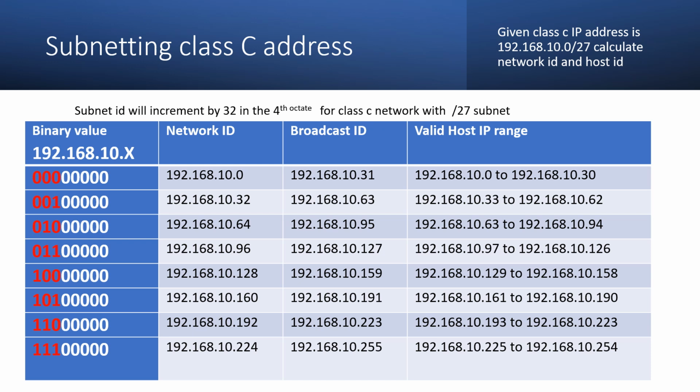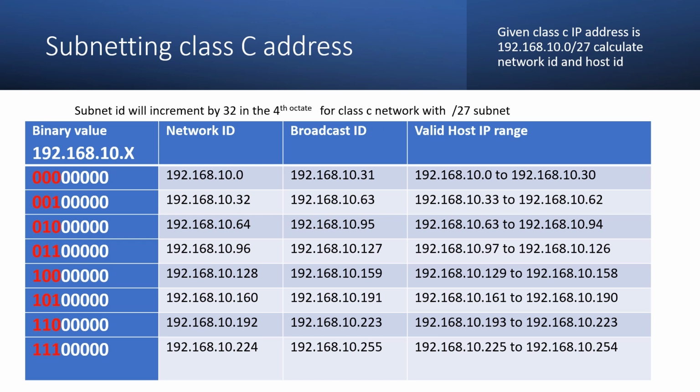And you subtract 1 from the next network ID to get the broadcast ID. So 32 minus 1 is 31. 64 minus 1 is 63. 96 minus 1 is 95. 128 minus 1 is 127. 160 minus 1 is 159. 192 minus 1 is 191. 224 minus 1 is 223, and by default, the last one always ends at 255.